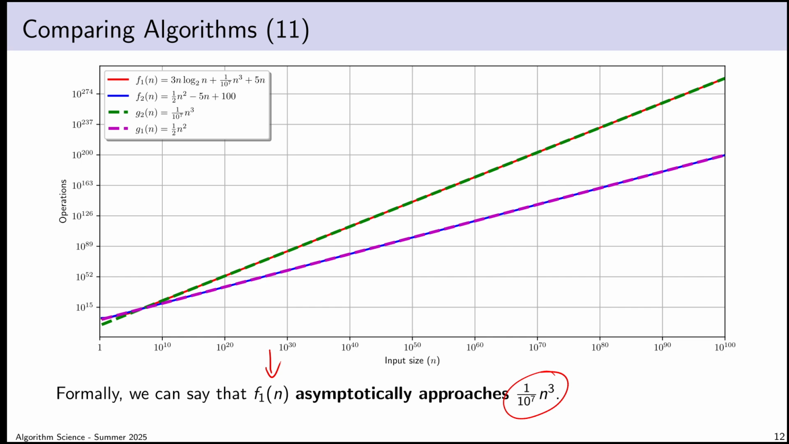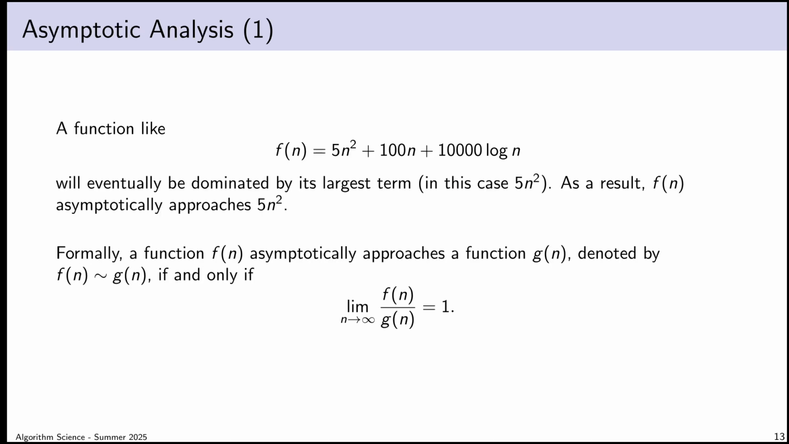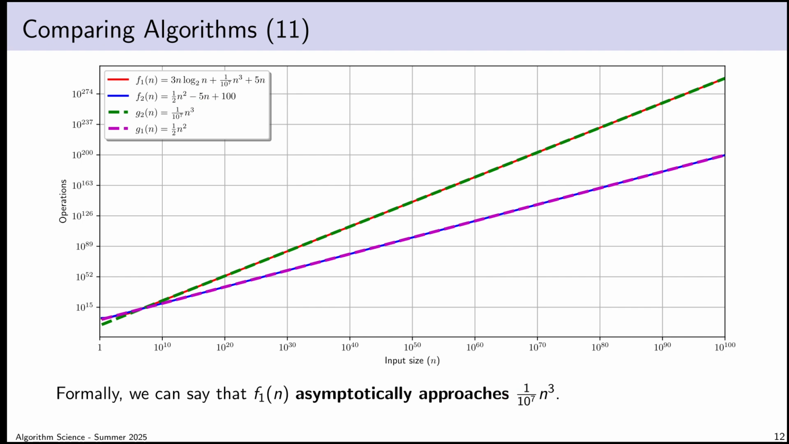It asymptotically approaches that. And you're familiar with what an asymptote is. It's sort of, we can think of it like that. Basically what's happening is as I keep zooming out, I notice that the two curves approach each other. I like to think of it like f1 is approaching the curve for 1 over 10 to the 7 n cubed. And similarly, we can say that f2 asymptotically approaches 1/2 of n squared. So each of the two functions asymptotically approach their highest order term.